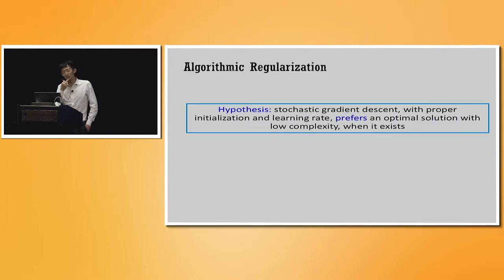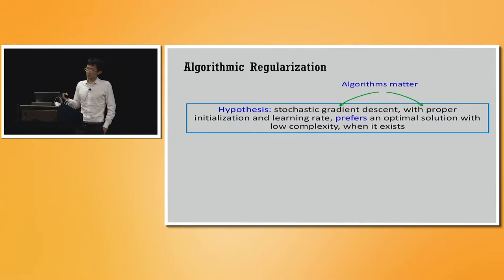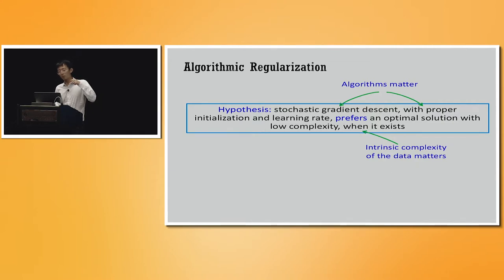The hypothesis here is that stochastic gradient descent or other algorithms, with proper initialization and learning rate, could possibly prefer an optimal solution with low complexity when it exists. Let me parse this hypothesis a little bit. SGD and proper learning rate and initialization suggests that the algorithms, and actually the ways you use the algorithm, matter for generalization. And when a low complexity solution exists, this phrase means that the intrinsic complexity of the data also matters.